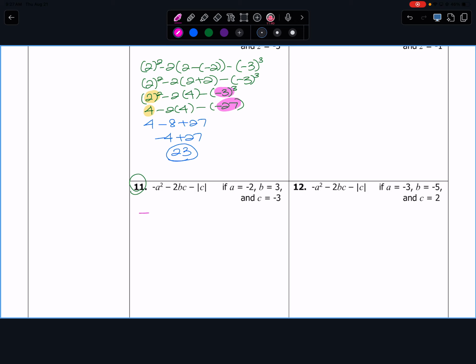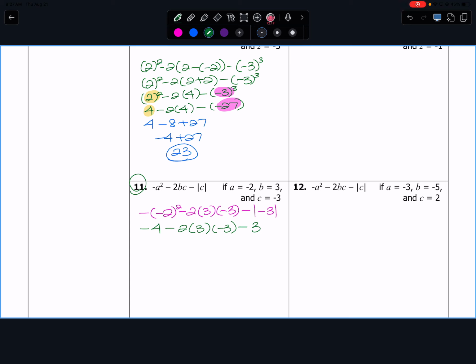Okay, so I'm going to plug in A, which is -2. I had a negative on the outside. I have a -2 squared, minus 2 times B, which is 3, times C, which is -3. And then I had minus the absolute value of C, which is -3. So I have a -2 squared, which is 4. And then minus 2 times 3 times -3. And then minus the absolute value of 3, which is 3.